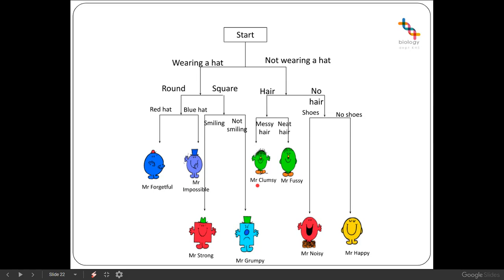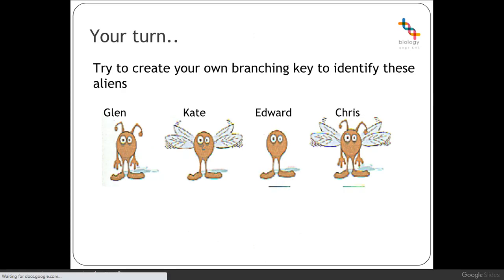You can also, if you've done one, swap it with a partner and see if they're able to check and assess it for you. So what I would like you to try and do now is take maybe 5 minutes and try and create a branching key to identify these aliens. And once you've done it, if the person sitting next to you is finished as well, you can maybe get them to try it for you, or you could pick one of your aliens and see if the branching key that you've done makes sense.